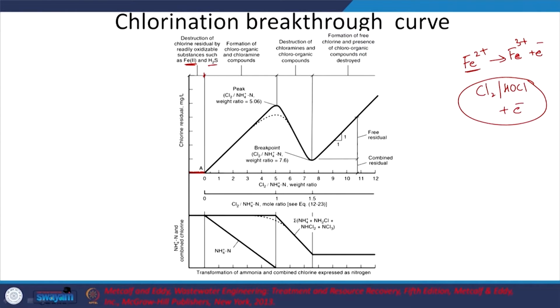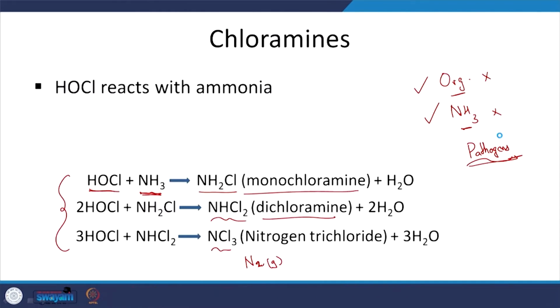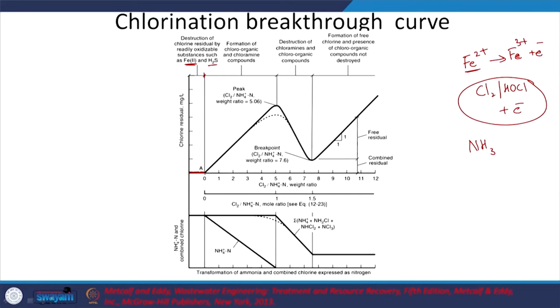So, now as I keep adding more chlorine, what is going to happen, right. Here the NH3 that is in the water will start reacting with the HOCl or Cl2 that I am adding, and it will first form monochloramine, and if I increase the concentration, it will form dichloramine. So, that is what you will see here: formation of chloroorganic and chloramine compounds. But again, keep in mind, this is chloramine residual. So, even if it is a combined form, that is why we are saying that it is increasing. So, this is increasing.